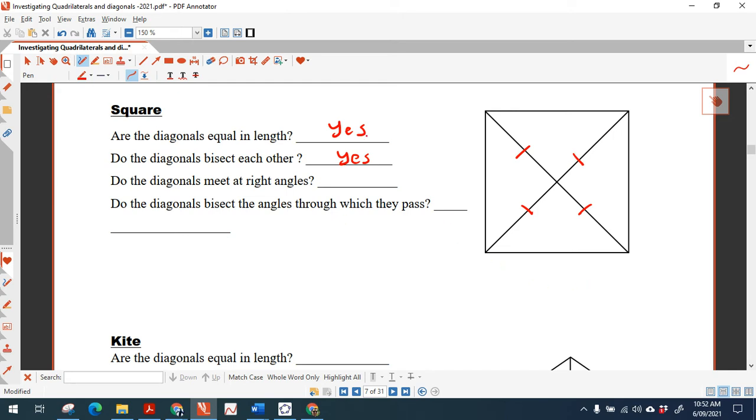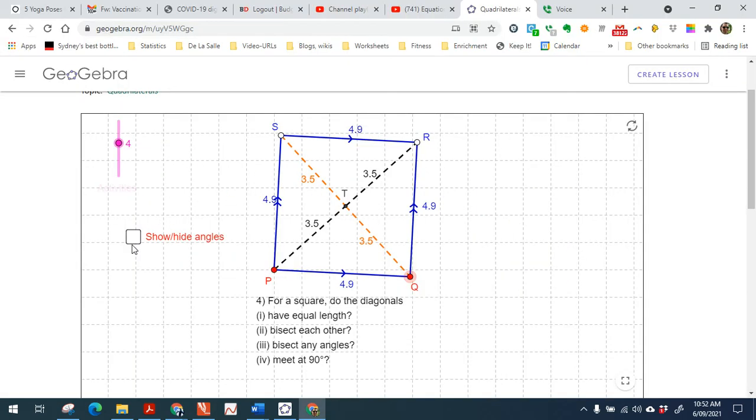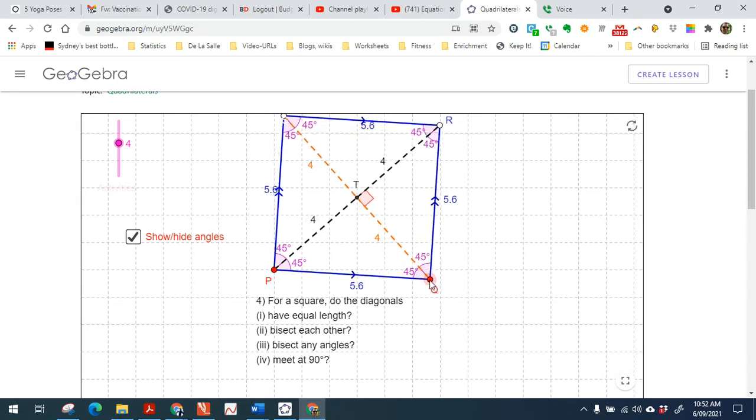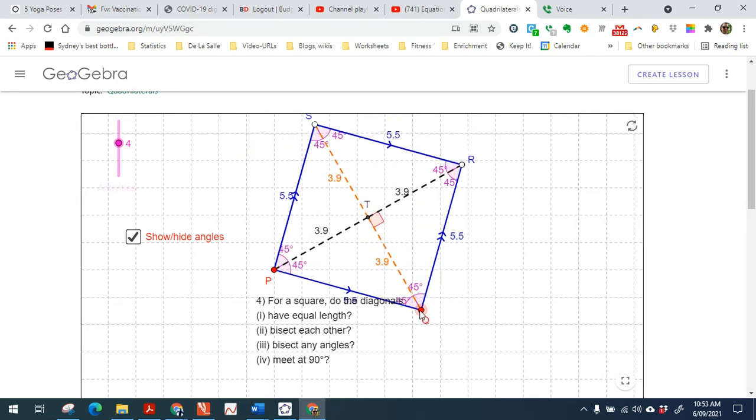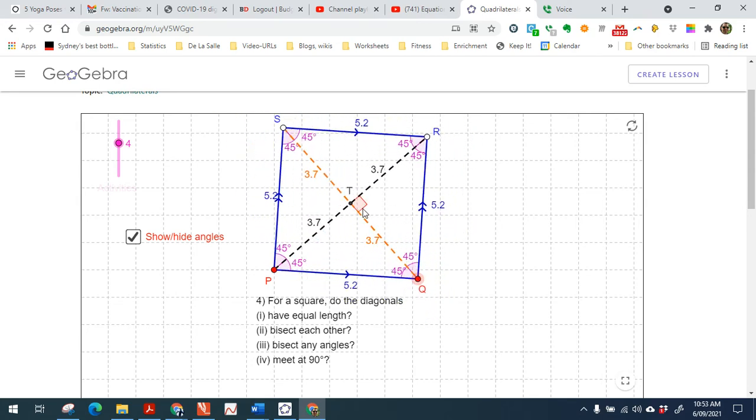Now, let's go to the angles part. Do the diagonals meet at right angles? Let's come back to our diagram. Click on the angles box. Yes, you can see that no matter what I do with my square, the diagonals always meet at that right angle. And have a look at the angles through which they pass. Yes, they actually bisect those angles, and those angles are 45 all the way through.